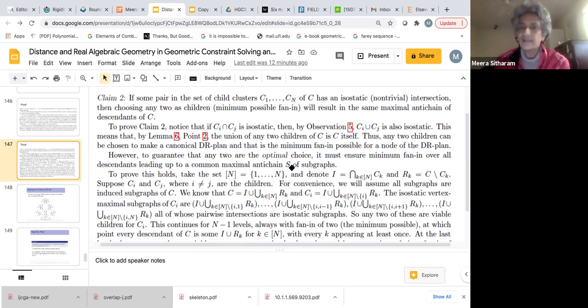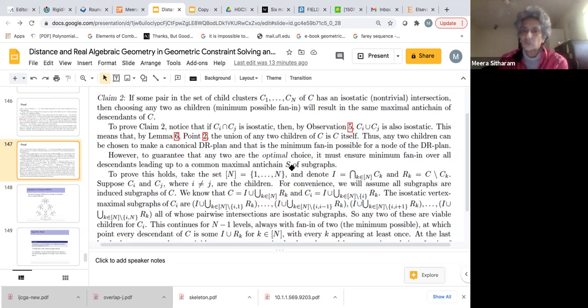So essentially we said, if a node's max children have non-trivial intersections, then every DR plan is forced to have all of those nodes as children because no subset of them is rigid. And since together they have to cover the parent, in any DR plan they all have to be children. So that particular fan-in was unavoidable. In this case, we are saying if their intersection is non-trivial, then you make a choice.